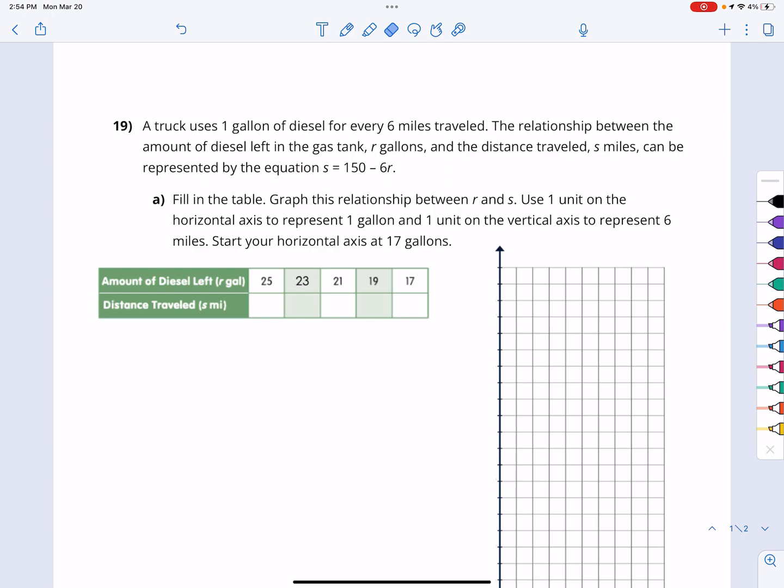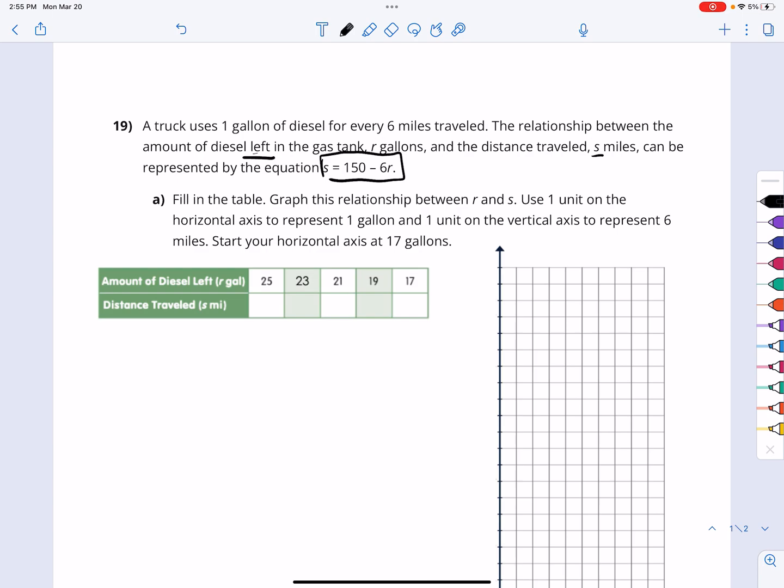In this problem, we have a truck that uses a gallon of diesel for every 6 miles traveled, and the relationship between the amount of diesel left in the tank, R, and the distance traveled, S miles, can be represented with this equation: S equals 150 minus 6R.